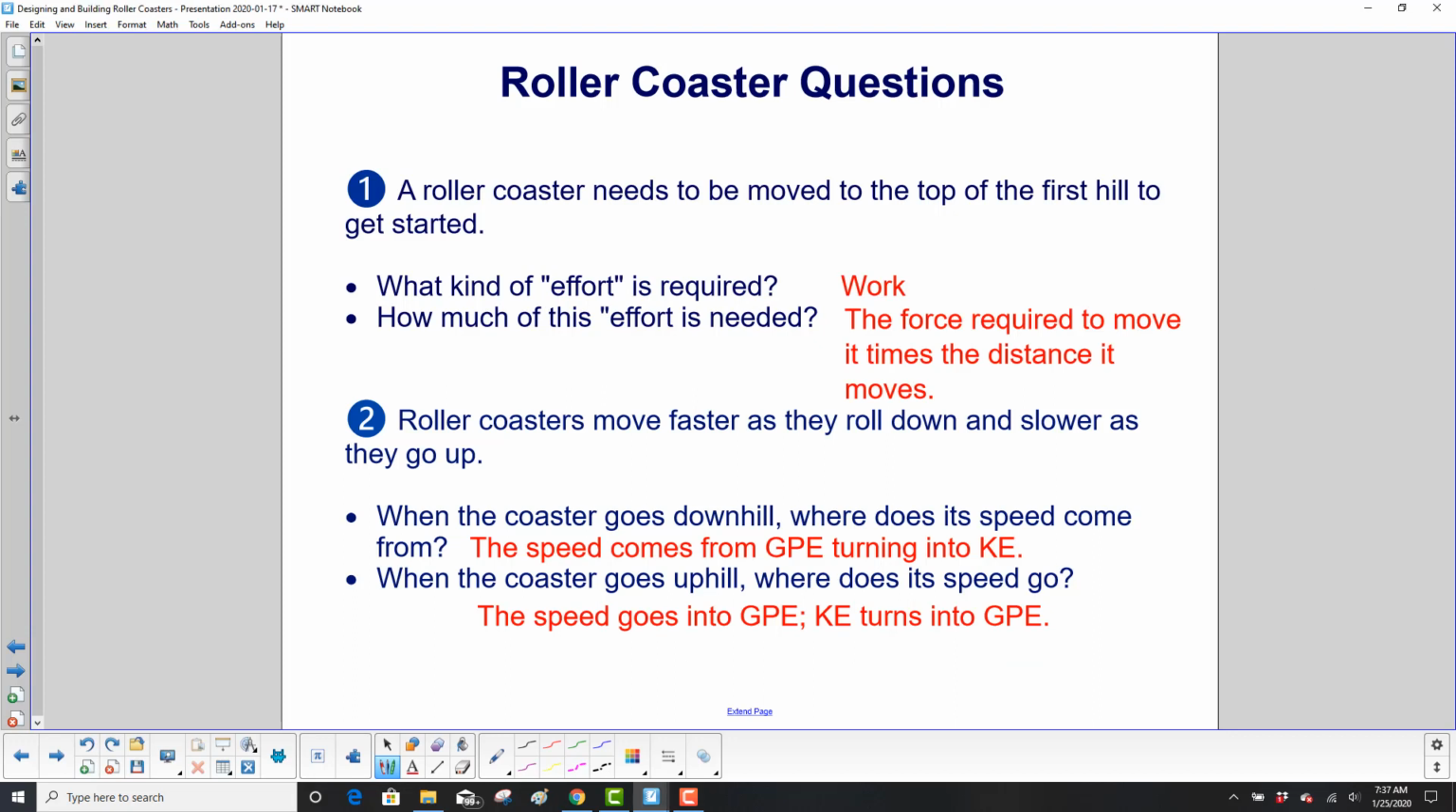Physics has a word for the effort to move a roller coaster to the top of a hill, or move any object for that matter. We call it work. And work is the force required to move any object times the distance it moves.